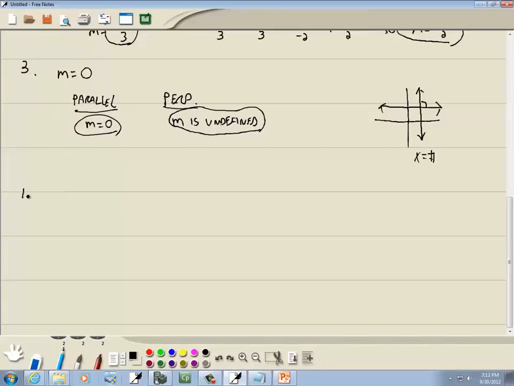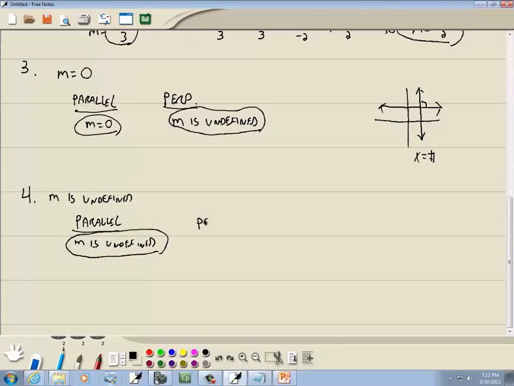Now let's look at the other oddball case. They start out with m is undefined. Parallel is always easy. It's always the same. So m is undefined. Now perpendicular. Well, let's think of what that means again. m is undefined means it's a vertical line. Looks like that. Perpendicular means I'm going to have a line going across like this, forming a sharp corner. So that's vertical, and this is horizontal. And the horizontal is, again, y is equal to a number. And when you've got a horizontal line, your slope is 0. So m is 0.